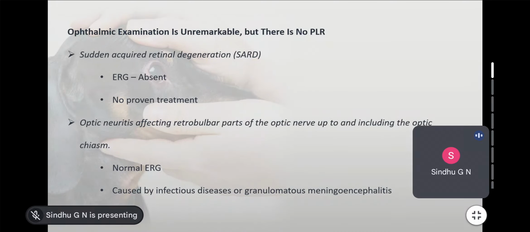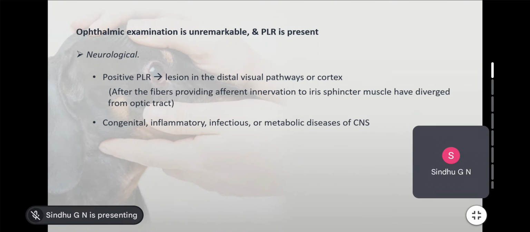Then comes the case where the ophthalmic examination is unremarkable and PLR is present, but still the dog is not visual. There is no lesion in the fundus, no lesion in the eye. PLR is also normal, but the animal is not able to see. This can be neurological. In these conditions, there will be a positive PLR because the lesion is in the distal visual pathway or the cortex of the brain. And it can be congenital blindness, inflammatory conditions in the cortex, infectious conditions in the cortex, or metabolic diseases of the CNS, central nervous system.